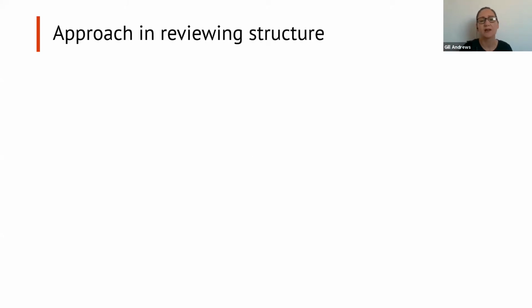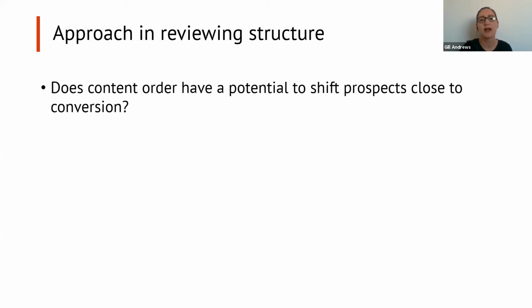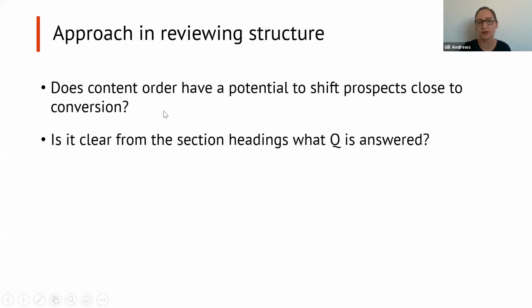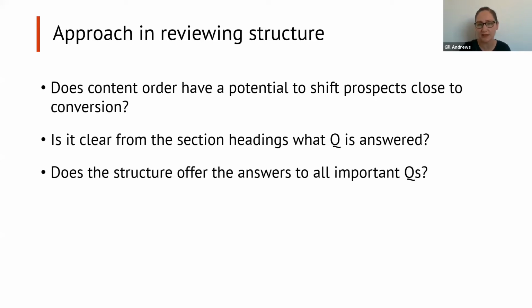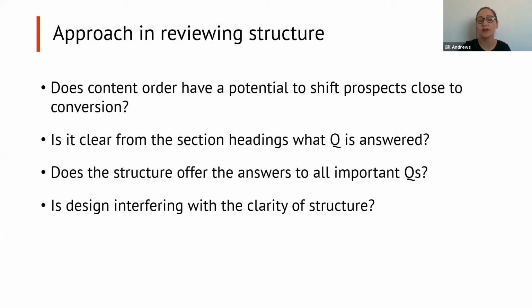Okay, so how would I review the structure? We are coming to that. I will ask myself, let me see, because these heads are constantly blocking my slides: Does the content order have the potential to shift prospects closer to the conversion? Is it clear from the section headings what question is answered in that section? Does the structure answer the important questions at all? All of them. We just had 4, really. I mean, that shouldn't be that complicated. And whether the design is interfering with the clarity of the structure. So these will be the 4 things we will be paying attention to.